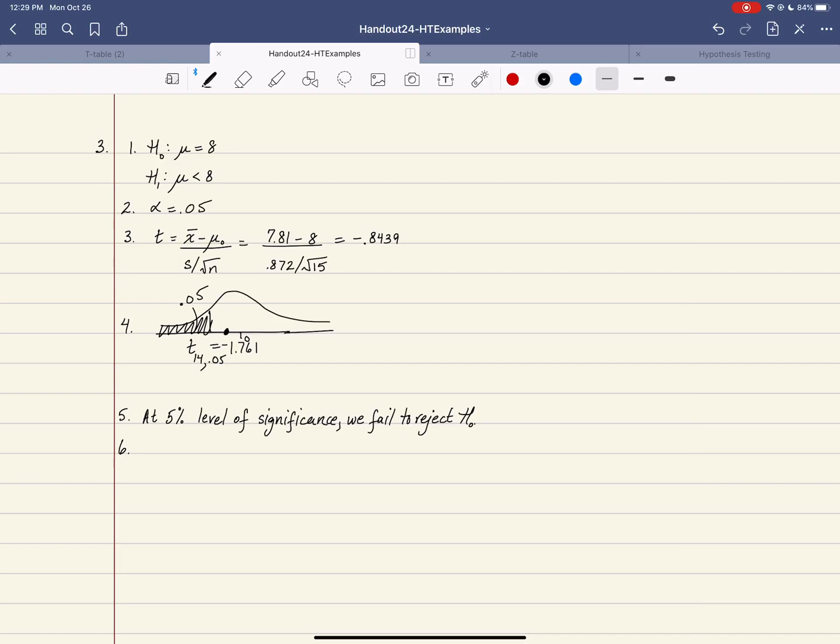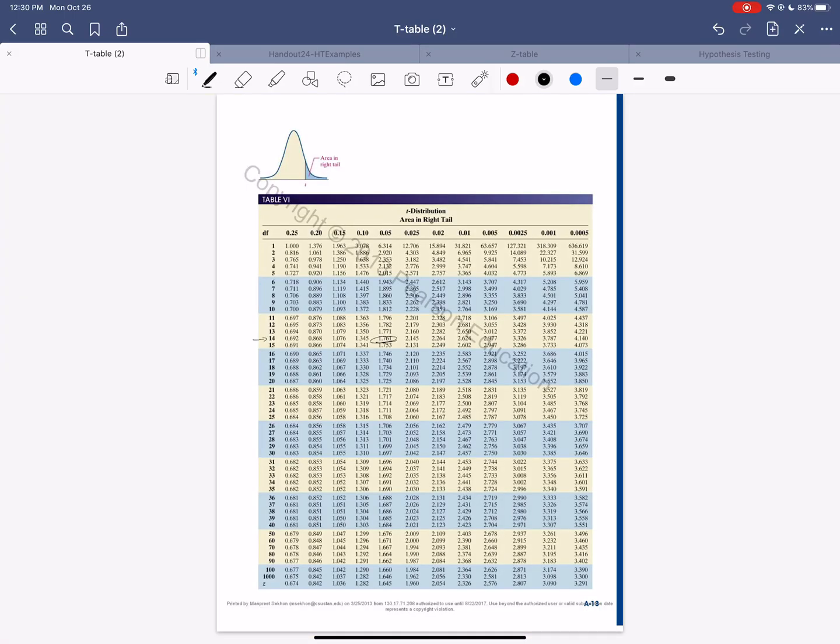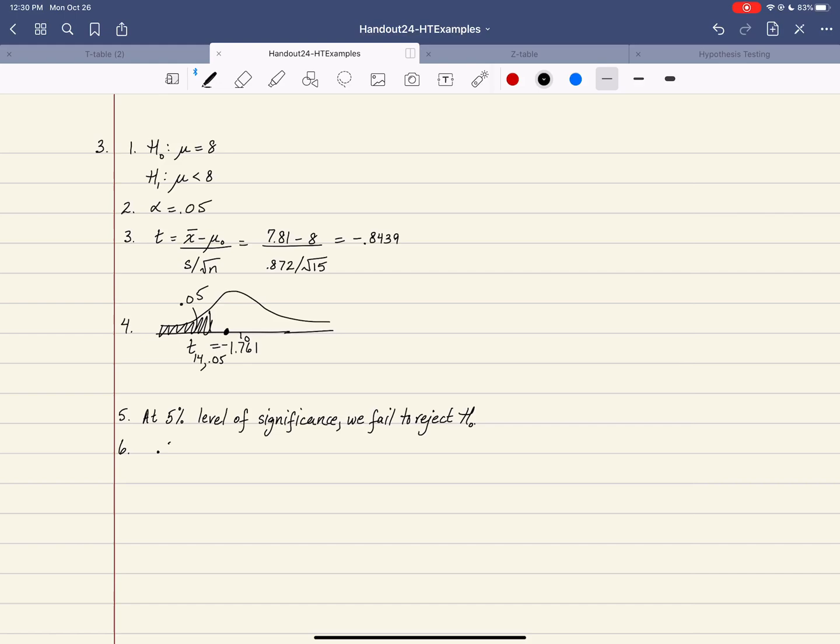Now, for the t-table, it's going to be a little different when we do our p-values, so stay with me, okay? Our test statistic here is negative 0.84. And so I'm going to go to the t-table, and I'm going to look at degrees of freedom 14, and I'm going to look at where negative 0.84 or 0.84 falls. Well, we see that it falls between these two values. Agreed? So when we go up, we see that our p-value is between 0.20 and 0.25. So p is between 0.20 and 0.25.